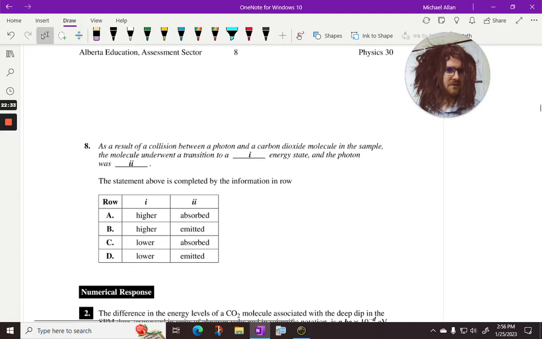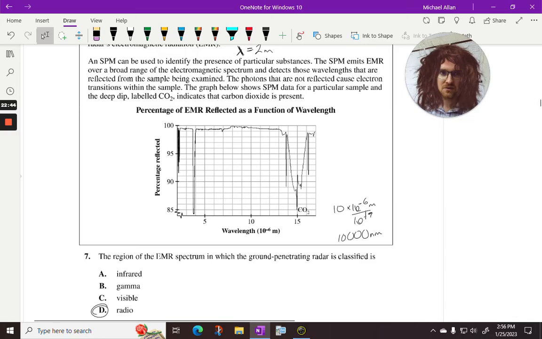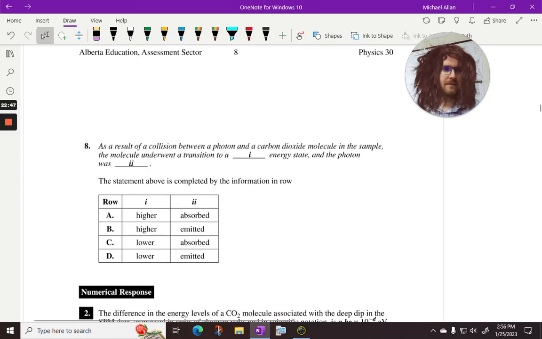As a result of the collision between the photon and the carbon dioxide molecule in the sample, the molecule underwent a transition to a higher energy state, probably, because it absorbed the energy. And the photon was absorbed. So it was being absorbed and it was going to a higher state. All right, so these carbon dioxide molecules are in ground state. A photon comes along, gets absorbed. Those electrons go to a higher state. When it jumps back down, it's going to emit that EMR. Okay?